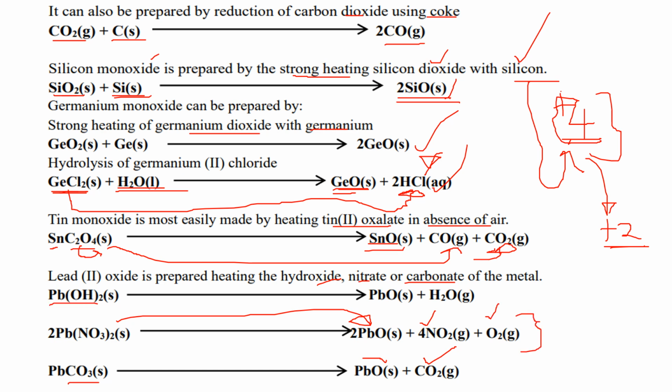And when you heat the hydroxide, you will be getting a monoxide together with steam, because we are saying steam, not water, because heating is involved. Any reaction where heating is involved, there's no way we can have water as a liquid. It's always going to be in terms of steam.